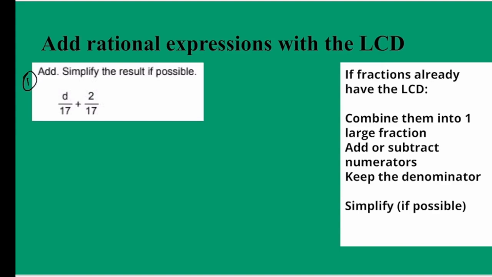So if fractions already have the least common denominator, those denominators are the same right now, 17, 17. All we're going to do is combine them into one larger fraction. So we could take that first numerator, we are adding that second numerator, and we can write that as one big fraction like this.